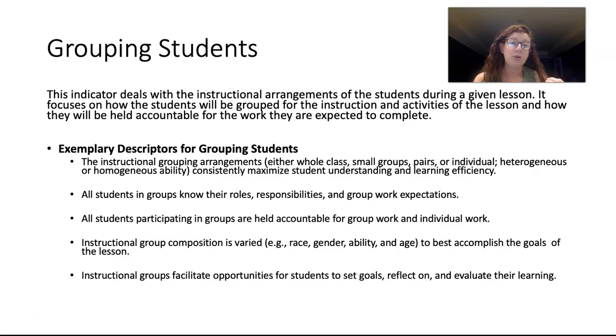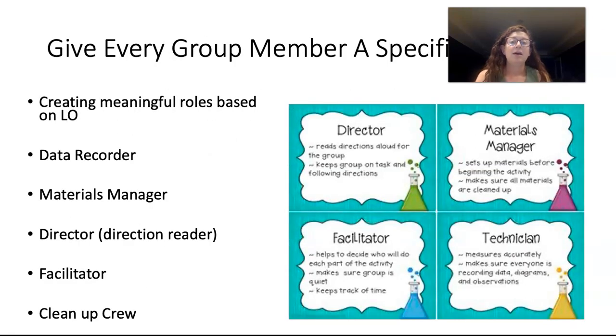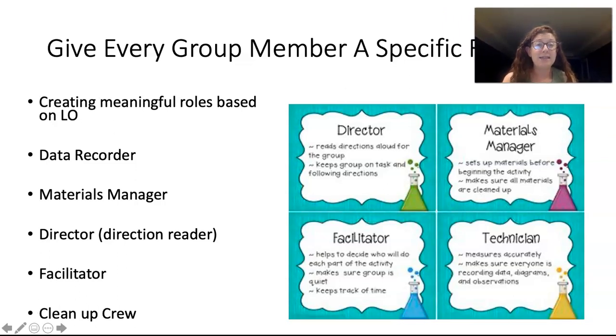Sometimes you need all your lower achievers in the same group because they're going to be the ones that you are going to guide through everything, and your higher achievers can go do something else. It just depends on the lesson, right? Sometimes you want lower and higher achievers in the same group so they can help each other out. And instructional groups facilitate opportunities for students to set goals, reflect on, and evaluate their learning. And rarely do we see that.